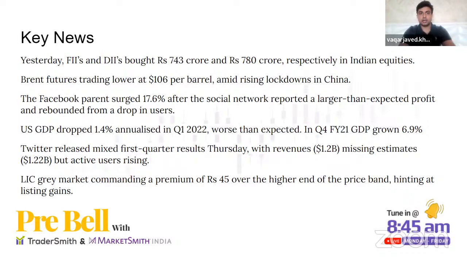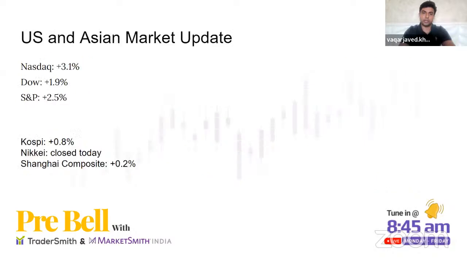The Facebook parent surged 17.6% as the social network reported a larger than expected profit and rebounded from a drop in users. Talking about the US macro news, US GDP dropped 1.4% annualized in Q1 2022, worse than expected. In Q4 FY21, GDP had grown 6.9%. Twitter released mixed first quarter results on Thursday with revenue of $1.2 billion, missing estimates of $1.22 billion, but active users are rising. The LIC grey market is commanding a premium of 45 rupees at the higher end of the price band, hinting at listing gains for this IPO.